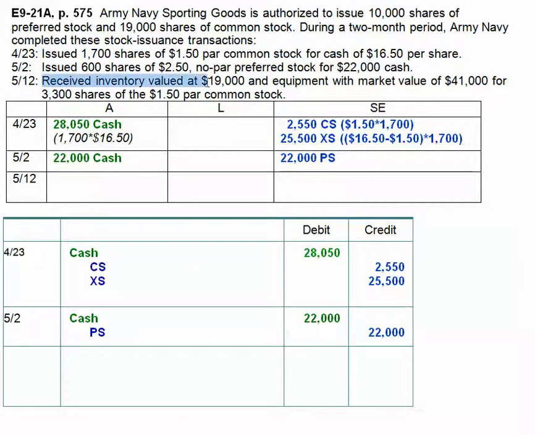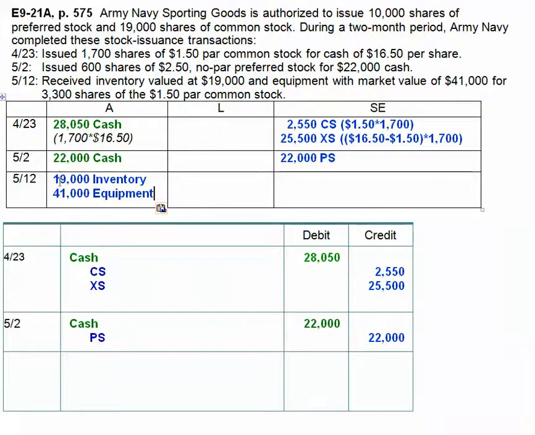Lastly, they received inventory valued at 19,000 and equipment valued at 41,000 by selling stock. So in other words, you don't always just get cash, you can get other assets. You can get other resources. So what they got are two types of assets, inventory and equipment. 19,000 inventory, equipment 41. What did they give up? They gave up 3,300 shares.